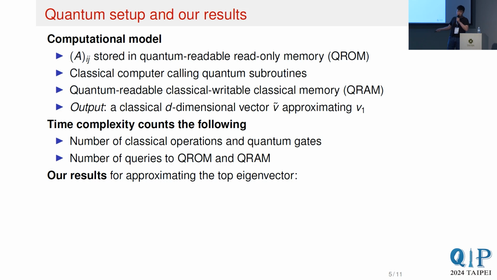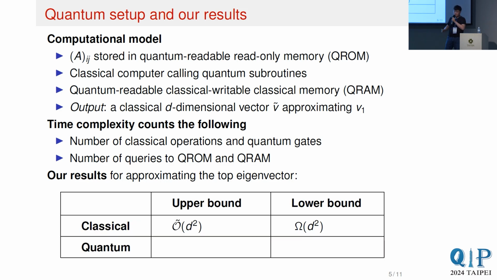And here's our result. Classically, if you want to approximate the top eigenvector, there is the power method, which gives a d squared upper bound. For the lower bound, in our paper we also show a classical d squared query lower bound. But we think it's sort of elementary. It must be written somewhere else, so we did not claim any novelty here.